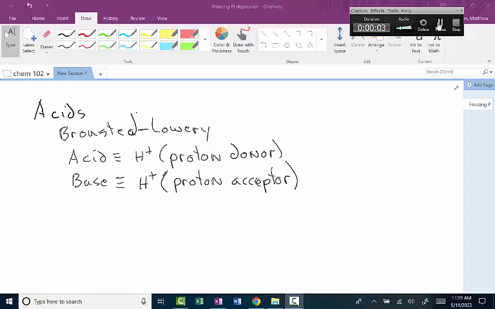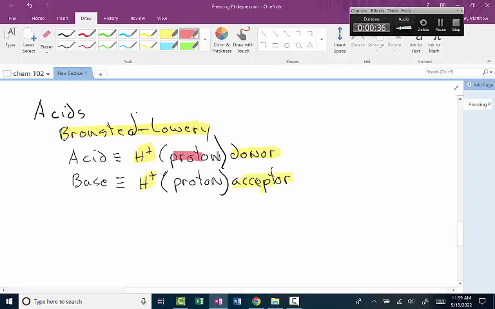This video is on acids. We're going to look at the Bronsted-Lowry definition. There are several different definitions, but this is the one we're going to use exclusively in this class. An acid is an H+ donor, and a base is an H+ acceptor, also called a proton.